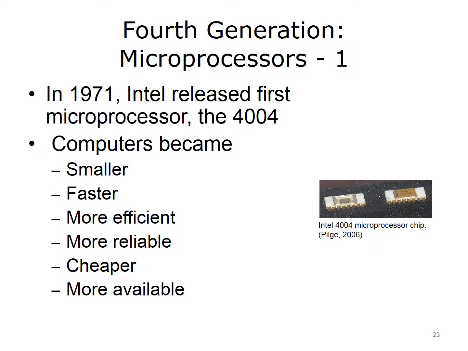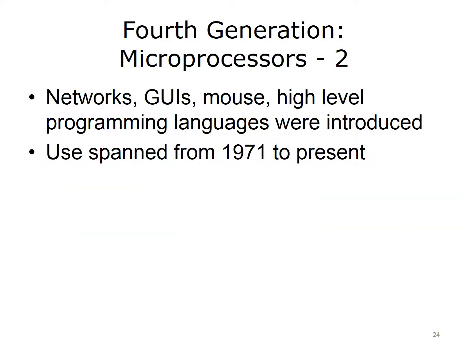Because of the microprocessor technology, computers further decreased in size, energy consumption, and price. They became faster, even more reliable, and more available. Also, in the fourth generation of computers, networks, graphical user interfaces or GUIs, mouse devices, and high-level programming languages were introduced. Fourth-generation computers span the time period from 1971 to present.